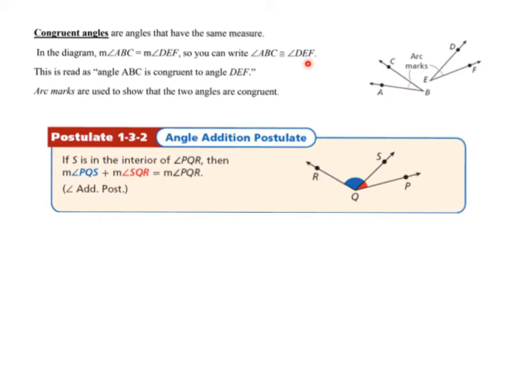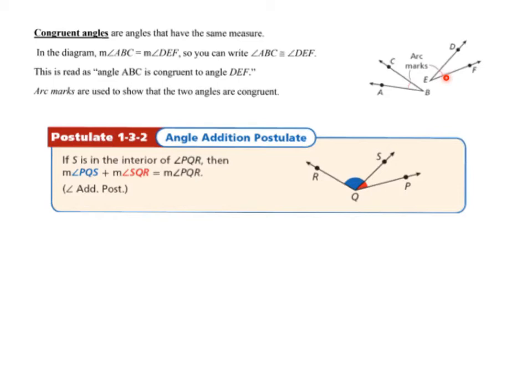So just like how congruent segments had tick marks, congruent angles have arc marks. So instead of drawing a little line through one of the rays, we actually put a little arc in between the angles to show that they're congruent.